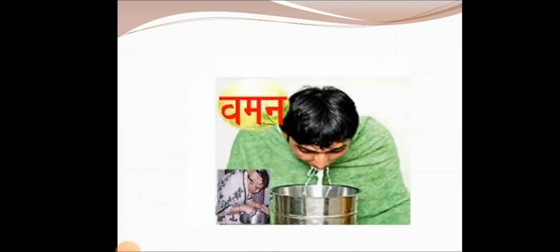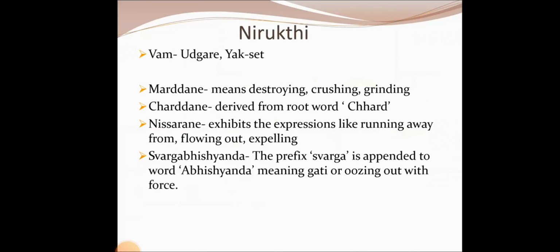Coming to this Nirukti, Vam Udgare Ekset. This is the Nirukti. Some terms are there: Mardane, Chardane, Nissarane, Swargabhishyanda. Mardane means destroying, crushing, grinding. Chardane is derived from the root word chard. Nissarane exhibits expressions like running away from, flowing out, expelling. Then Swargabhishyanda, that is the prefix Swarga appended to the word Abhishyanda, meaning oozing out with force. These are the Nirukti of Vamana.